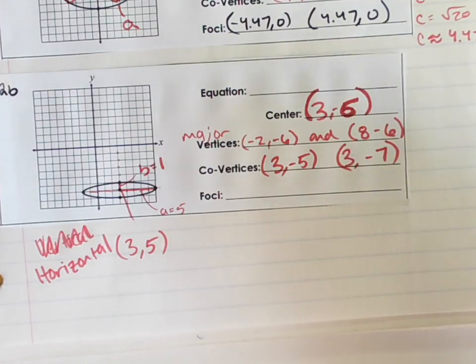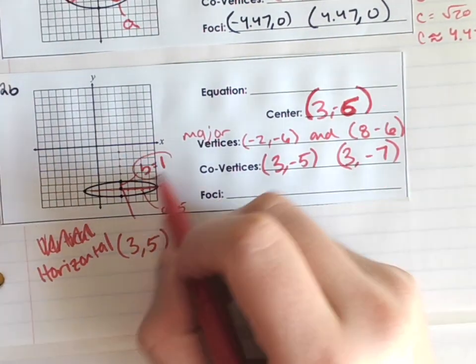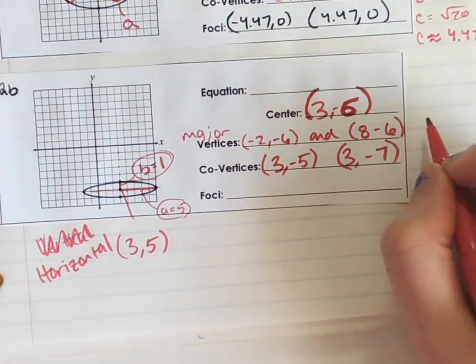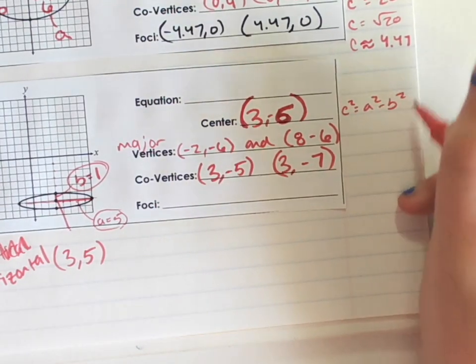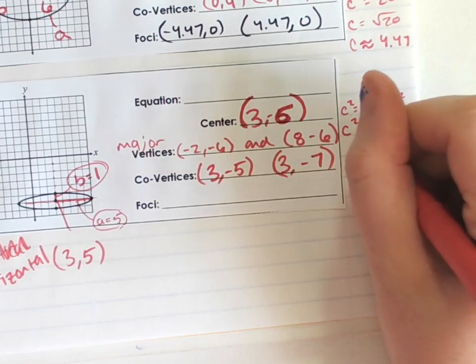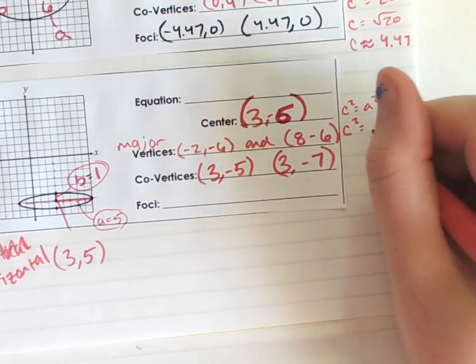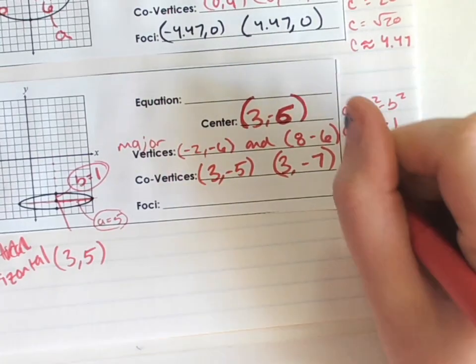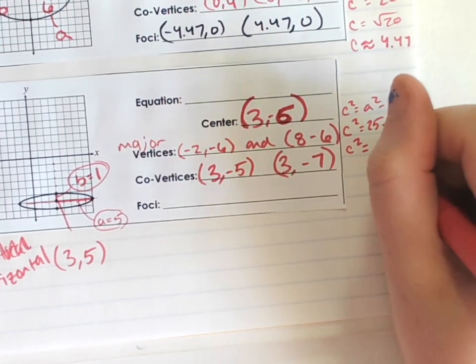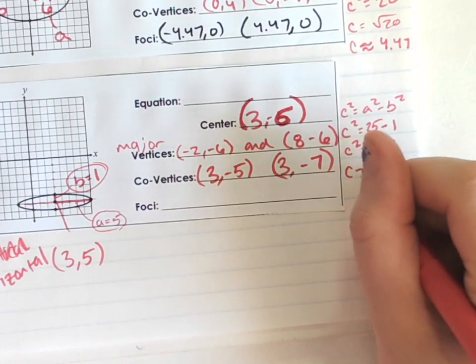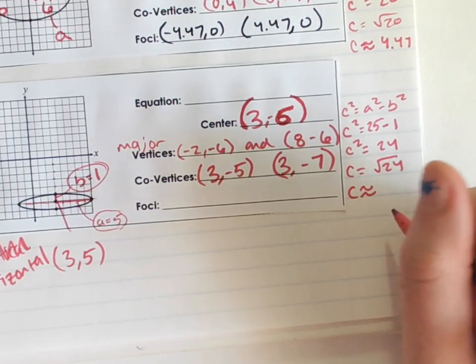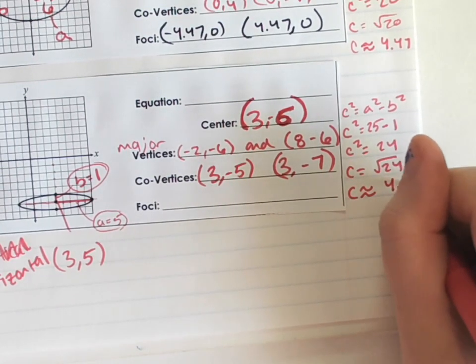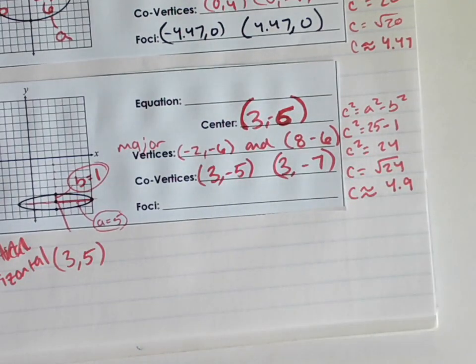Alright, for the foci we have to do some calculations for that. So we know that our B is 1, A is 5, so we're going to use that equation. C squared equals A squared minus B squared. C squared is equal to 25 minus 1. C squared is equal to 24, so our C is equal to the square root of 24. Which if we type that into a calculator, it is about 4.9-ish. I guess it's 4.898, but I'm just going to round it up to 4.9.